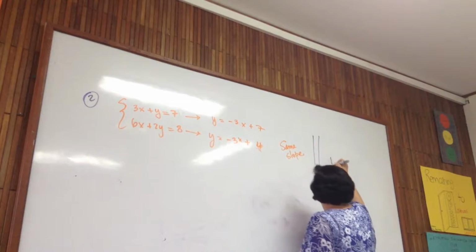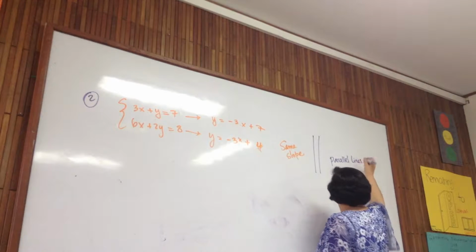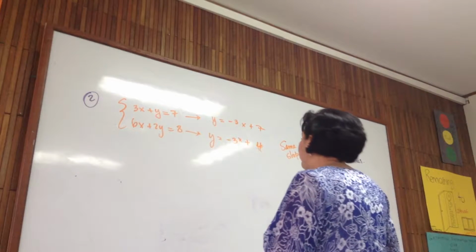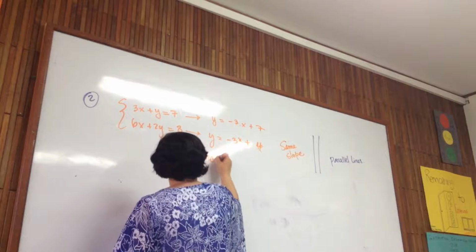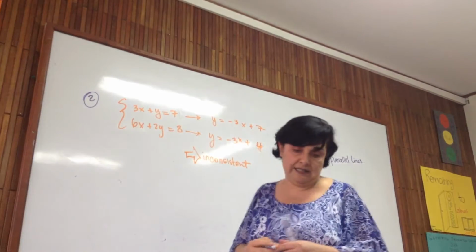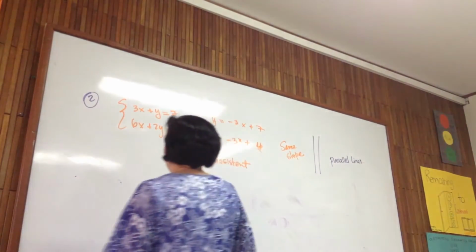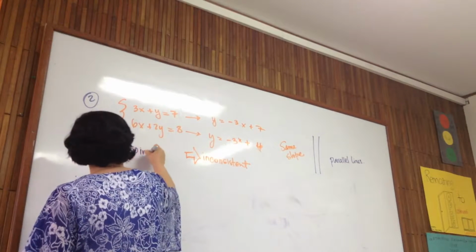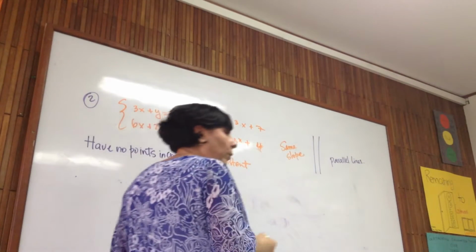And parallel lines are consistent. Parallel lines are inconsistent. That's what I said. Yes, sir. So parallel lines are, as you very well said, inconsistent, and therefore have no points in common because they never touch. They have no points in common.